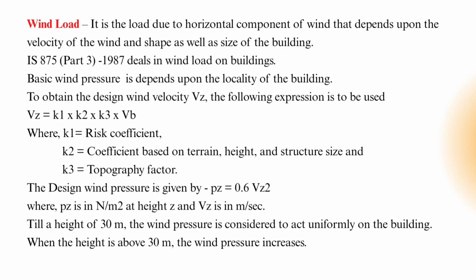We can say till the height of 30 meter, the wind pressure is considered to act uniformly on the building. But when the height is above 30 meter, the wind pressure increases. And in that condition, we have to consider the IS 875 Part 3 and the values given in it.